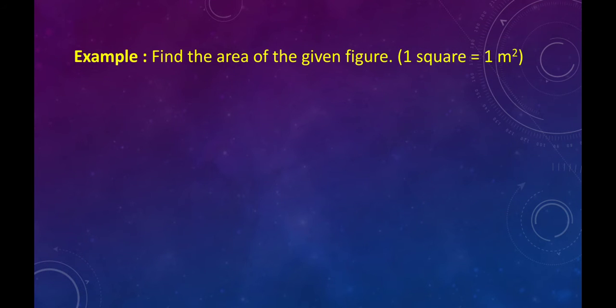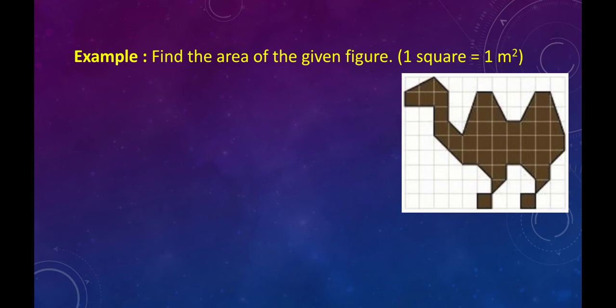Here is an example. Find the area of the given figure. Taking 1 box equal to 1 meter square. So first step, we have to count the number of complete squares and number of incomplete squares, that we can say half filled squares. After that, we can find the area of this figure. Now come to the solution.